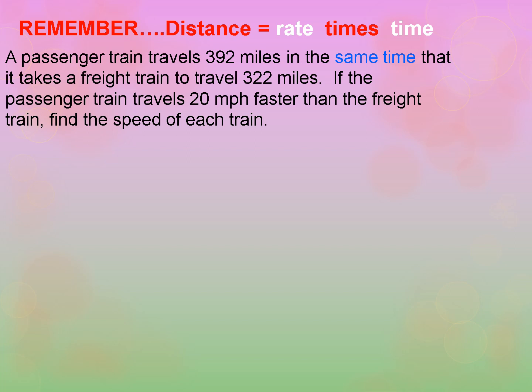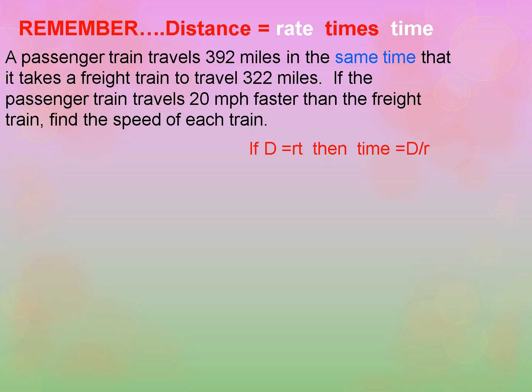All right, let's look at a different kind of application problem. This is a distance equals rate times time problem. So let's read it and see what they want us to do. It says a passenger train travels 392 miles in the same time that it takes a freight train to travel 322 miles. If the passenger train travels 20 miles per hour faster than the freight train, find the speed of each train. So we know we have this equation: if distance equals rate times time, then time equals distance divided by rate.